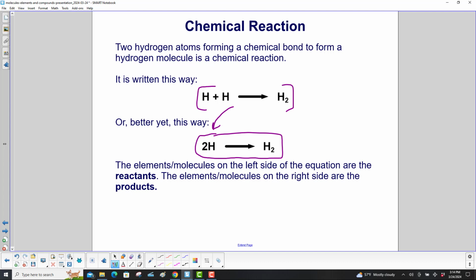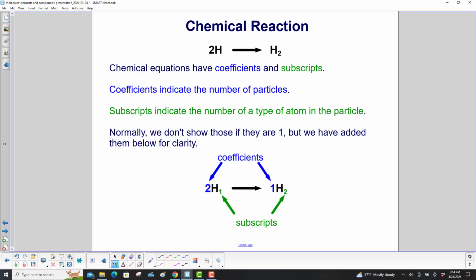The elements or molecules on the left side of the equation are the reactants. The elements and molecules on the right side are the products. Chemical equations have coefficients and subscripts. Coefficients, in blue, right here and here, indicate the number of particles. Subscripts, right over here, are in green, and we circle the other one.